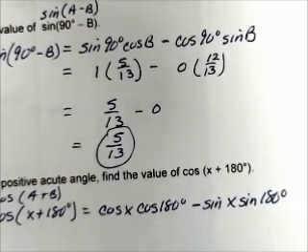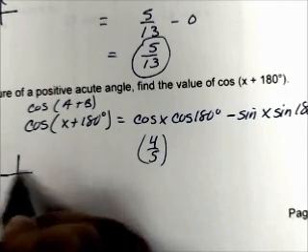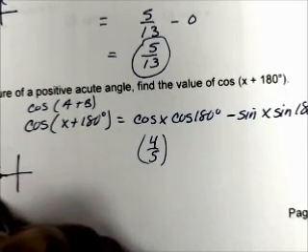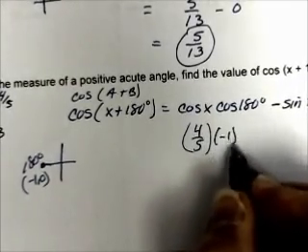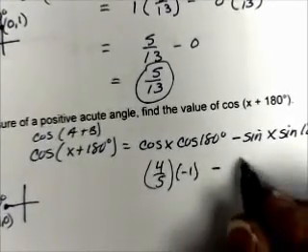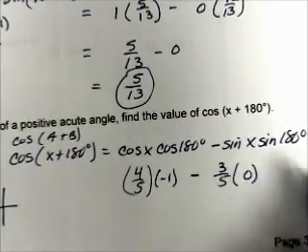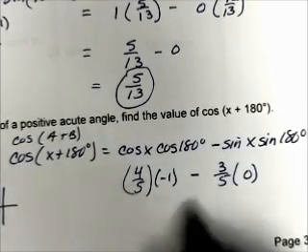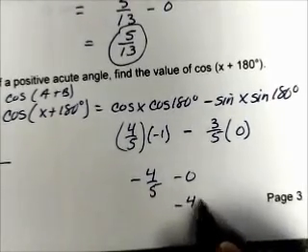Cosine of x is 4/5 times the cosine of 180 degrees, 180 quadrantal angle, -1, 0, so it's the x coordinate, -1, minus the sine of x is the 3/5 times the sine of 180. Sine of 180 is 0. Multiplying, negative 4/5 minus 0 is simply negative 4/5.